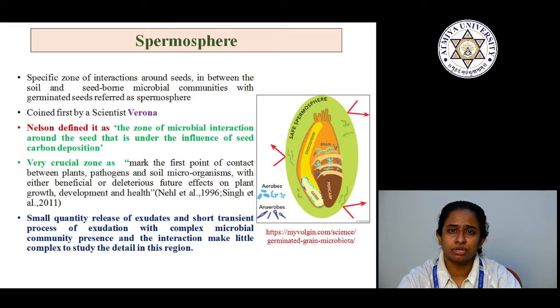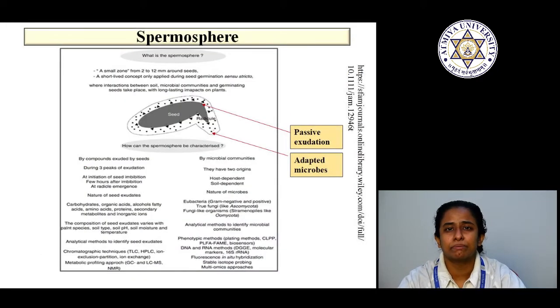A small quantity of exudates is released because it is the endosperm region, so some exudation also takes place. Due to that, there will be a short transient process of these exudations with a heavy complex community. The study of the spermosphere is not so advanced till now because of many factors. The reasons can be, for example, the passive exudation process, the complex community presence, and also that they are transient. Because of these reasons, the detailed study of the spermosphere microflora is not so flexible like the rhizosphere.